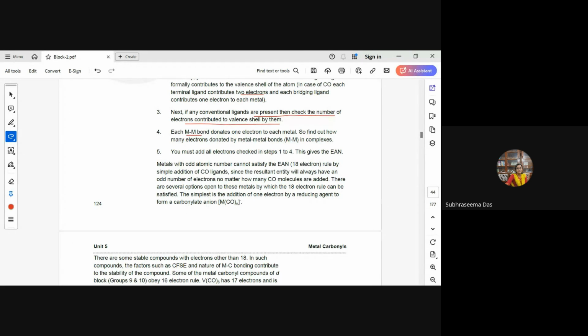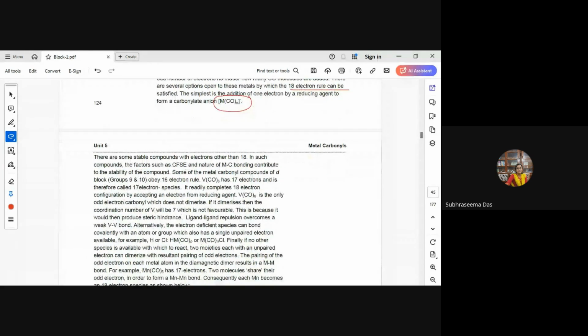Now, mostly it has been found that metals with odd atomic numbers cannot satisfy the EAN rule by simple addition of the CO ligands. So there are several options open to these metals by which the 18 electron rule can be satisfied. The simplest is the addition of one electron by a reducing agent to form the carbonylate anion. This is particularly useful for metal atoms which have an odd atomic number.